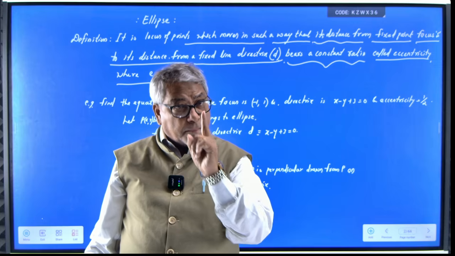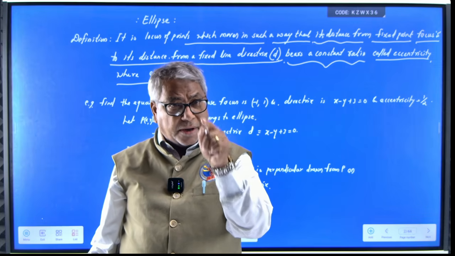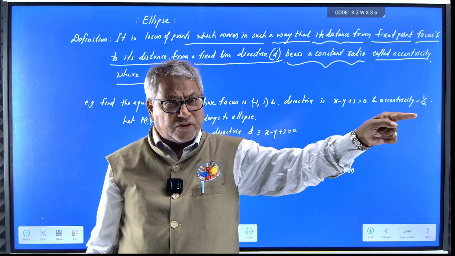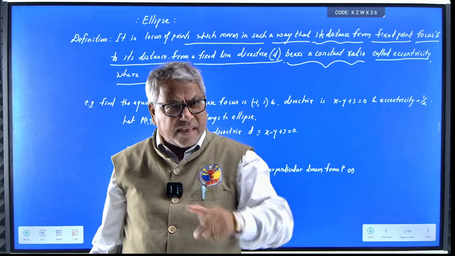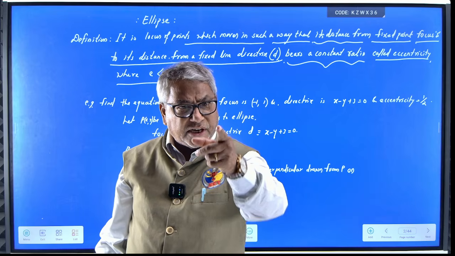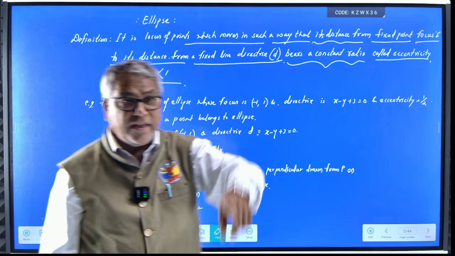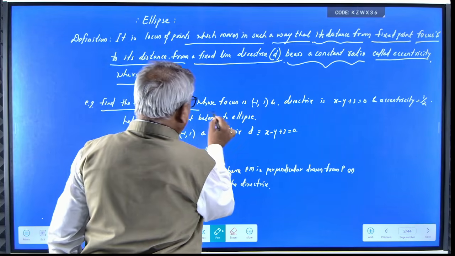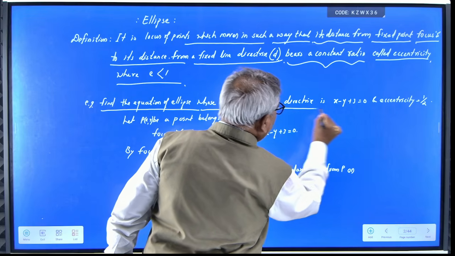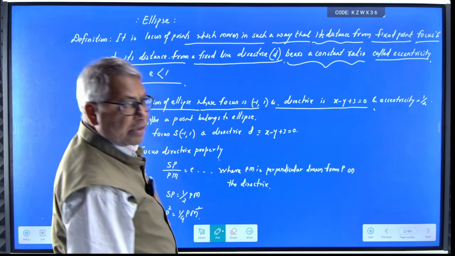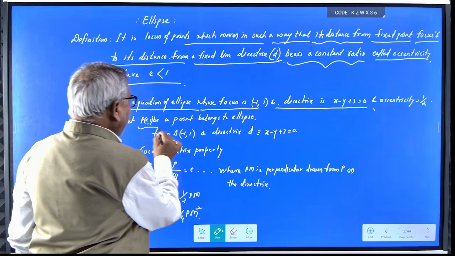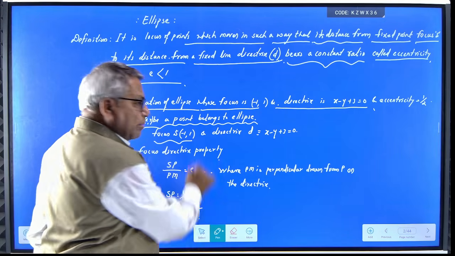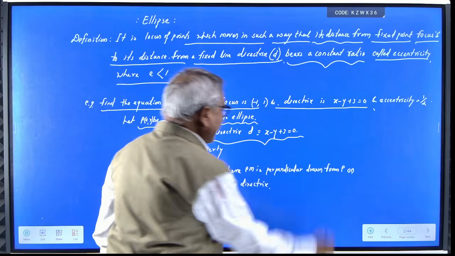Every point must be such that the distance of that point from a fixed point focus S to its distance from the fixed line directrix D bears a constant ratio, eccentricity E, such that E is less than 1. Okay? For example, find the equation of the ellipse whose focus is (-1, 1) and directrix is x minus y plus 3 equal to 0. Let P(x, y) be any point on the ellipse. Focus is S(-1, 1). Directrix is x minus y plus 3 equal to 0.